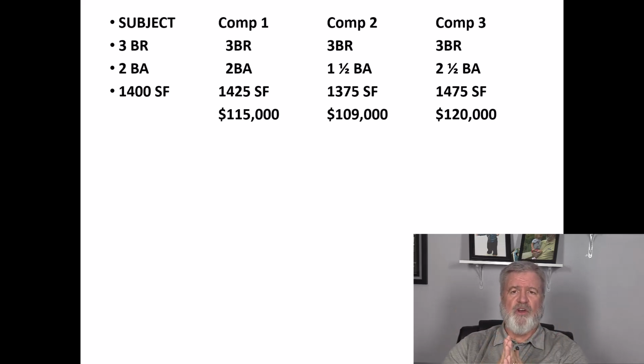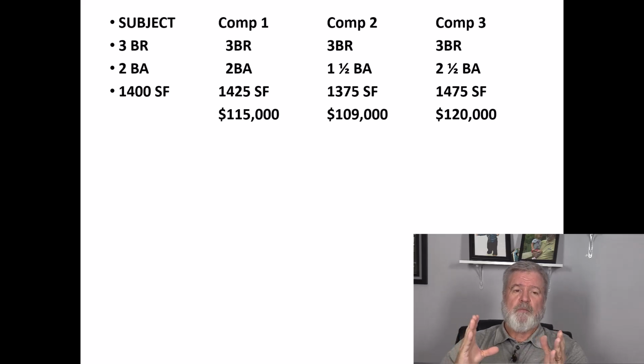Are there any differences between the subject property and comp number 1, comparable 1? It looks like the only difference is the square footage, and it appears to be 25 square feet. Now, I will tell you, in real life, that 25 feet is not even enough to worry about. So that wouldn't even matter at all. But for test purposes, we're going to worry about it. We have to know how to adjust for it.